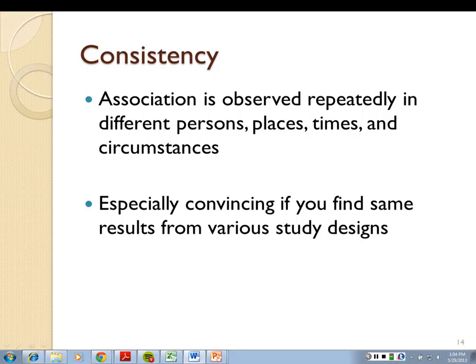Now, it's important to note that there are sometimes good reasons why study results differ. For example, one study may have looked at low-level exposures, while another looked at high-level exposures.